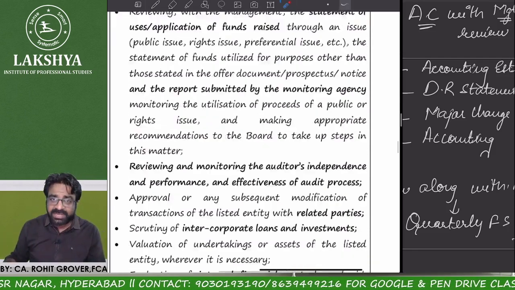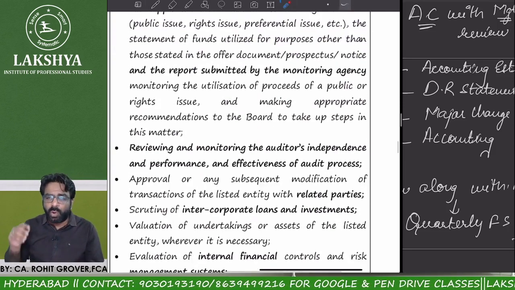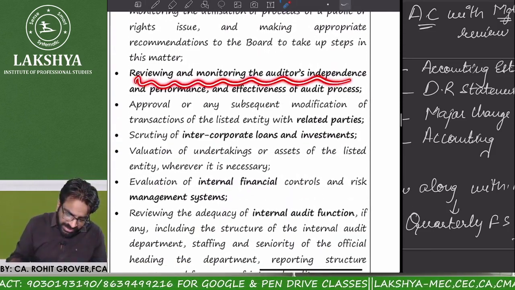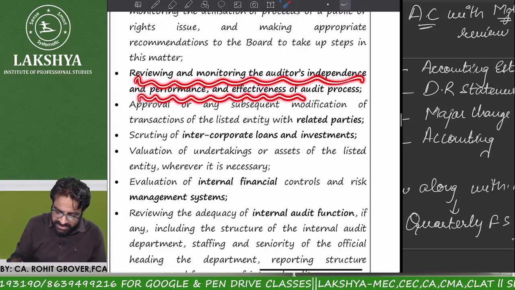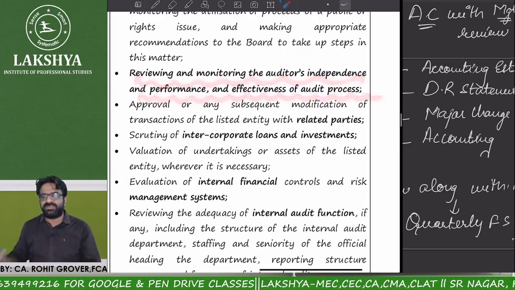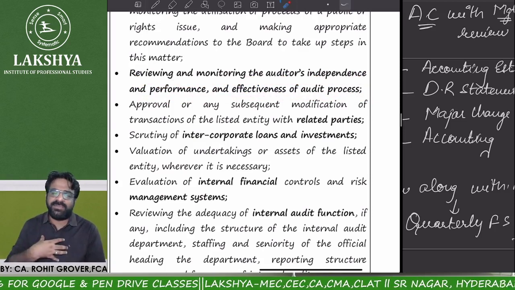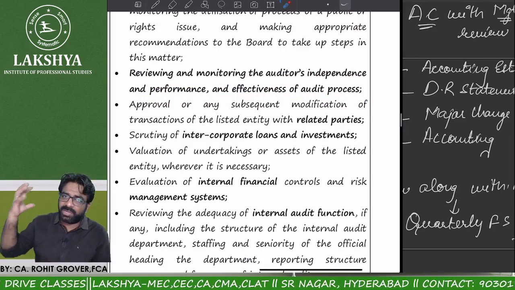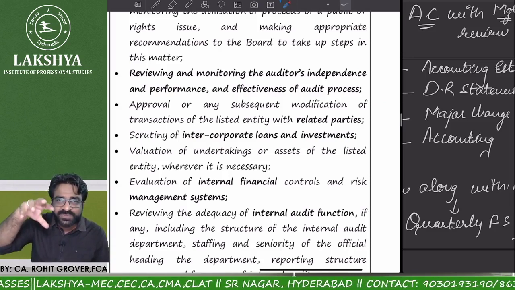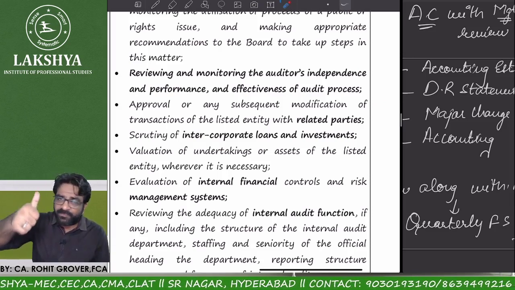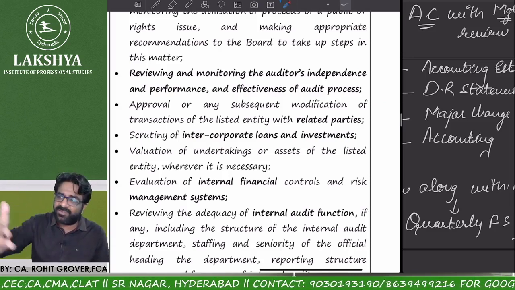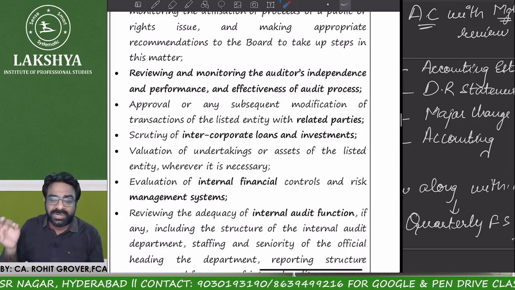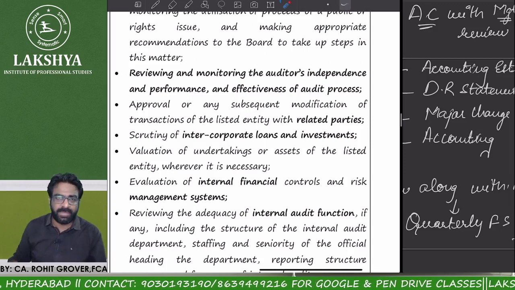And not only that, it is the audit committee who is always going to keep an eye on the auditor's independence, his performance, and the effectiveness of the audit process. Suppose I'm a statutory auditor. What is the audit committee doing as regards me? The audit committee is always watching whether my performance, my independence, and the effectiveness of the audit process are maintained throughout the audit or not. So it is always watching me. Are you getting the point?